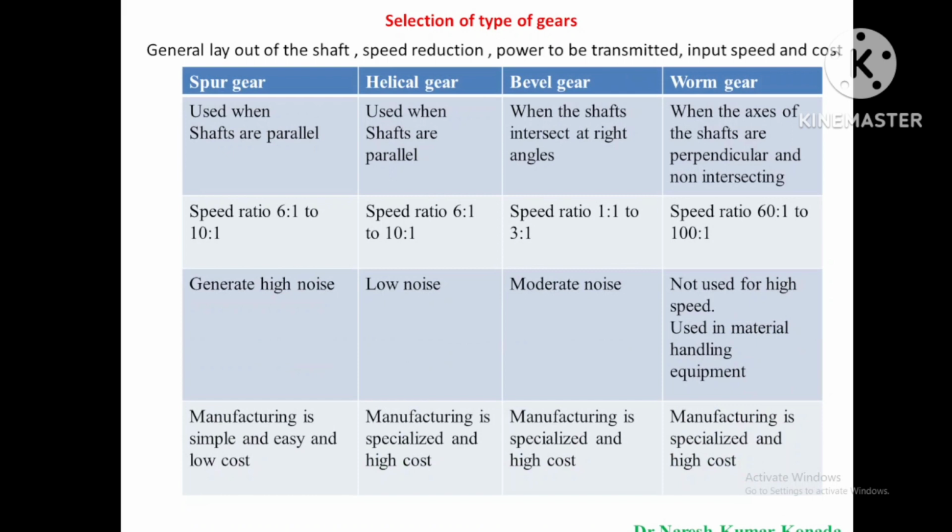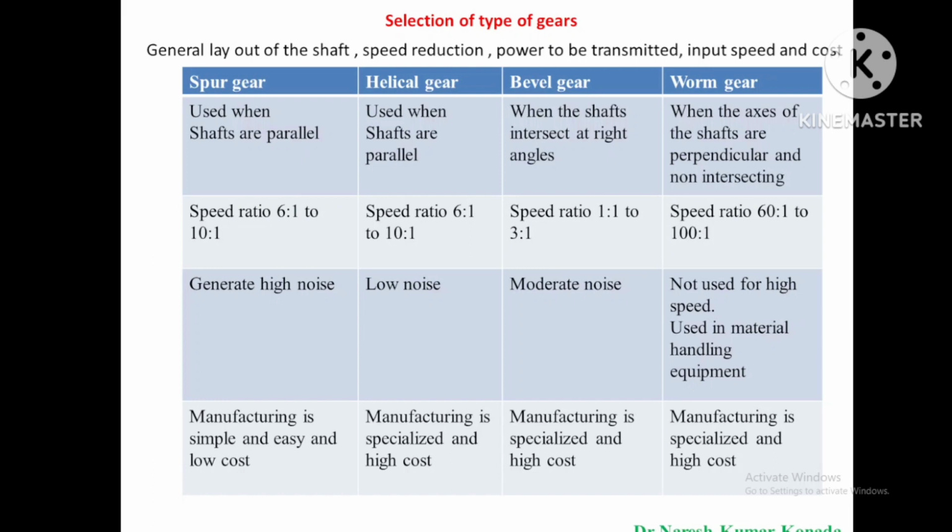And this table gives an overall view of selecting which type of gear is used for what purpose. Generally the selection of gear is mainly done based on the output layout of the shaft, speed reduction, the power to be transmitted, the input speed, and the cost of manufacturing. And you can see clearly here the spur gear, helical gear, bevel gear, and worm gear. Depending upon the speed ratios, the generation of noise and the manufacturing facility, we need to select a proper gear drive for a particular application.